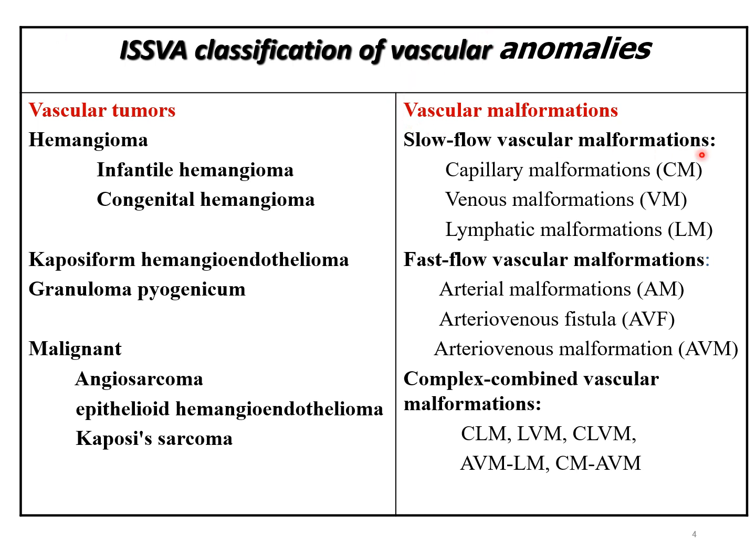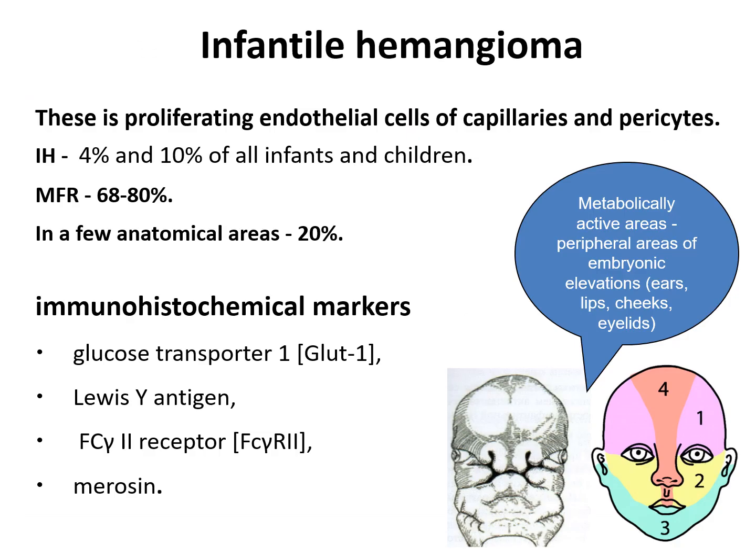And of the vascular malformations, the most common are different forms, like capillary, venous, lymphatic, or arteriovenous malformations. What is infantile hemangioma? This is a proliferation of endothelial cells of the capillaries and pericytes. Infantile hemangioma occurs in 4 to 10% of all infants and children. In maxillofacial regions, it is 68 to 80%, and in a few other anatomical areas, about 20%.